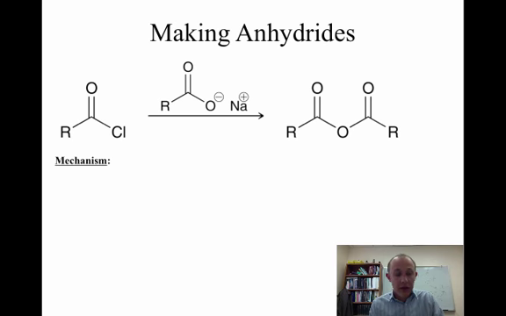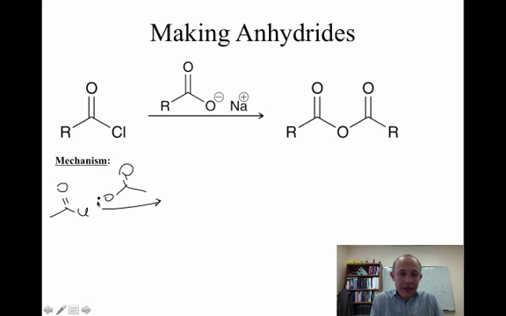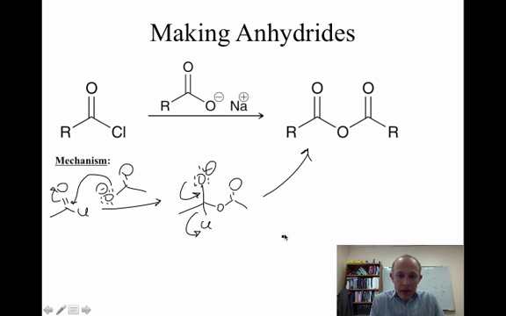How do you make an anhydride? Well, you just use the salt of a carboxylic acid. So let's say we wanted to make acetic anhydride, we would take acetyl chloride and sodium acetate as our nucleophile. This is going to attack our carbon-oxygen double bond, break that. We get an O minus here and a chlorine and our nucleophile. When we reform our double bond, our leaving group leaves and we get our anhydride.